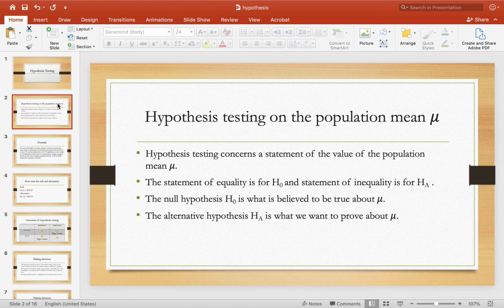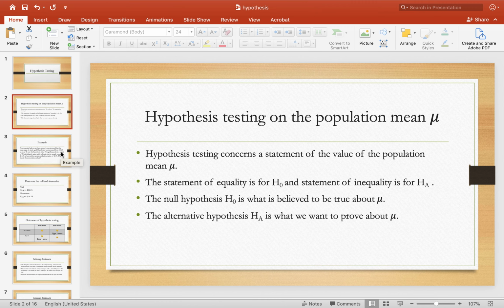So hypothesis testing concerns a statement of the value of a population mean mu. And it's a statement of equality for H0 and a statement of inequality for the alternative. That's very important to keep in mind. The null hypothesis H0 is what's believed to be true about the population mean. And the alternative is what your researcher wants to prove. People often say that the null hypothesis is your status quo.